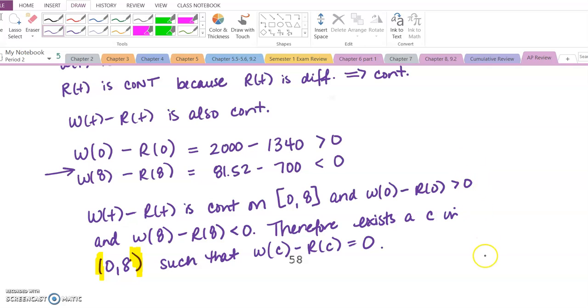So this is kind of a lengthy response, but I think it's important to note the continuity. I think it's also important to note the function W of t minus R of t. You don't necessarily have to say intermediate value theorem, because that's exactly what this part is saying right here, but you're putting in all of the requirements of intermediate value theorem, the continuity and your explanation. So that's part D.